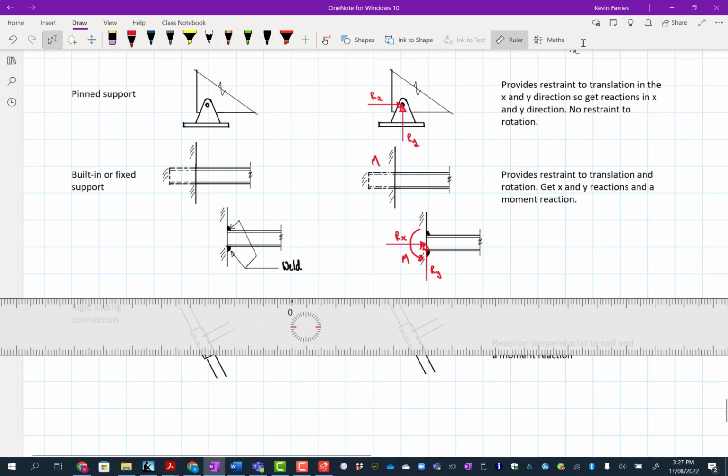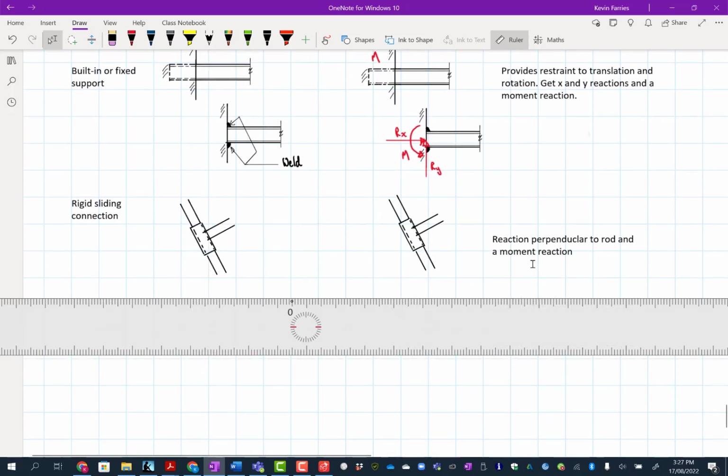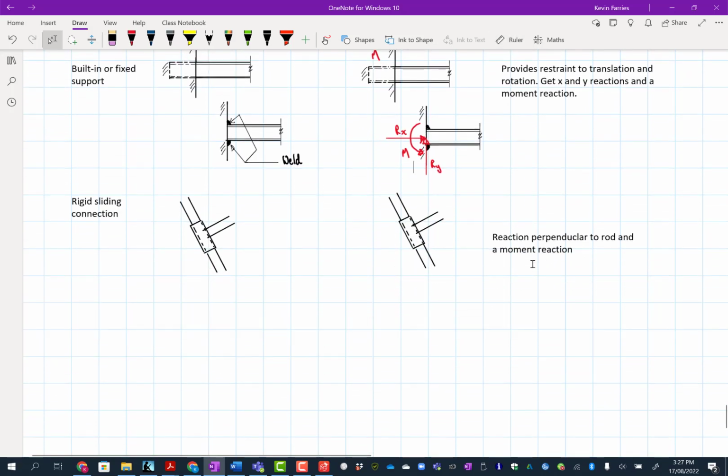Okay, so that one's got a moment reaction as well. Why? Because you can't rotate this. Can't rotate it in either direction, but when you're drawing the forces, just draw it in one direction. If it's in the other direction, you just get a negative answer. Last one.